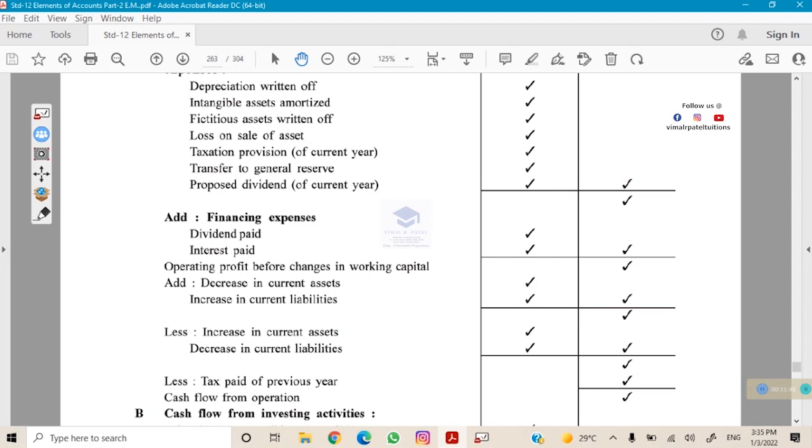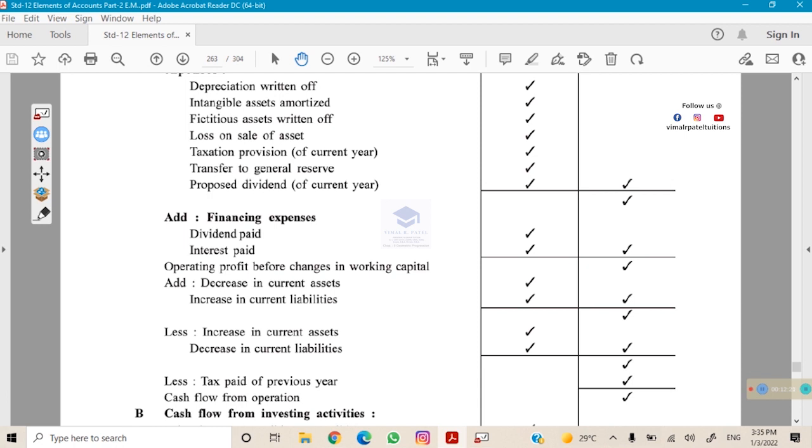Then add or less: increase in current asset will be subtracted, and decrease in current asset and increase in current liability will be added. Say in current asset, suppose you take stock. If opening stock is 50,000 and closing stock is 80,000, that means during the year we have purchased stock worth rupees 30,000. So whenever you are purchasing stock, it will reduce cash. So increase in current asset will be subtracted. But decrease in current asset: suppose opening stock 50,000 and closing stock 30,000, it means during the year you have sold stock worth rupees 20,000. So you will receive cash. So whenever there is a decrease in current asset, it will be added.